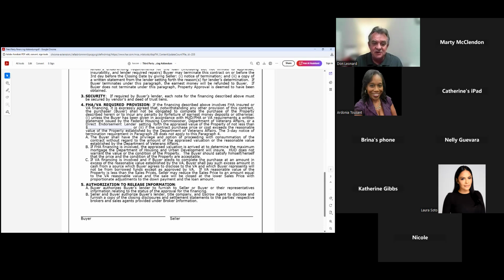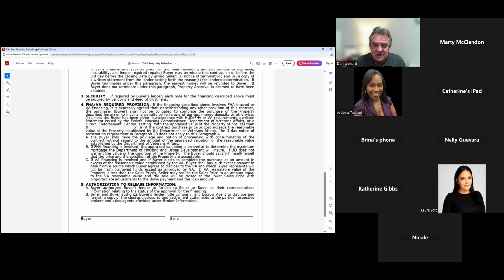B says if FHA financing is involved, the appraised valuation is arrived at to determine the maximum mortgage that the Department of Housing and Urban Development will insure. HUD does not warrant the value or condition of the property. The buyer should satisfy himself or herself that the price and the condition are acceptable. In other words, HUD doesn't take any responsibility for the value that this appraiser came up with, or get involved in the condition of the property. That's what they have appraisers and inspectors for.